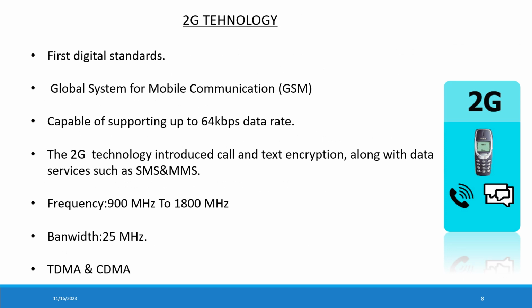Then the 2G technology. 2G was the second generation of mobile cellular network and it was introduced in Finland. 2G is the first digital standard and it was launched under GSM, that is the Global System for Mobile Communication. The frequency range of 2G is from 900 MHz to 1800 MHz and the bandwidth is 25 MHz, and it is capable of supporting up to 64 kilobits per second data rate. The multiple access technique used in 2G is time division and code division multiple access.